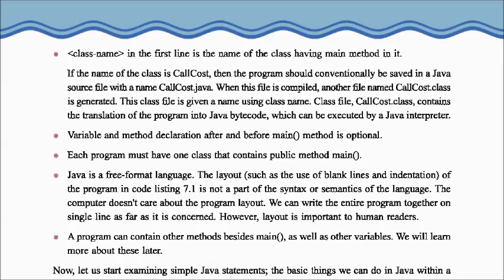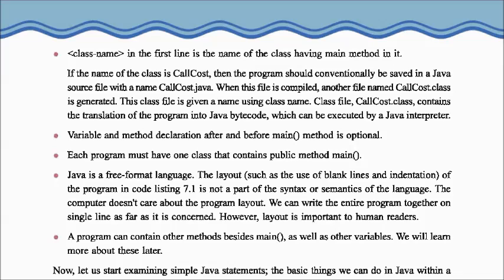With the same name you have to save the file with the extension .java. When this file is compiled, another file named call cost.class is generated. So another file will be created, that is called call cost.class. This class file is given a name using the class name. The class file call_cost.class contains the translation of the program into Java bytecode. When the program is compiled, it will be converted into bytecode, which can be executed by a Java interpreter. So after that, Java can be interpreted.